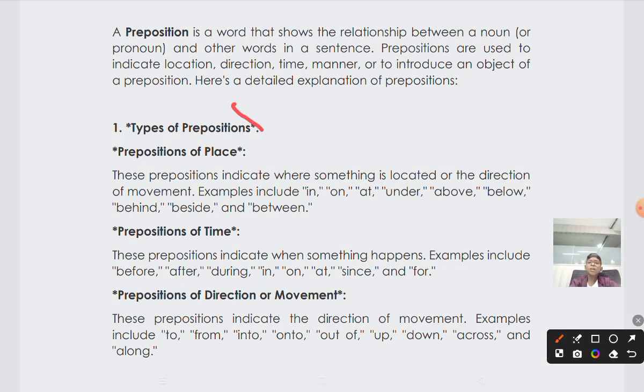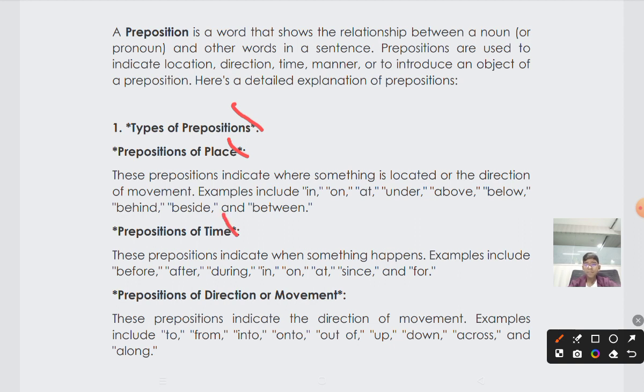So, the first one is prepositions of place. These prepositions indicate where something is located or the direction of movement. Examples include in, on, at, under, above, below, behind, beside, and between.